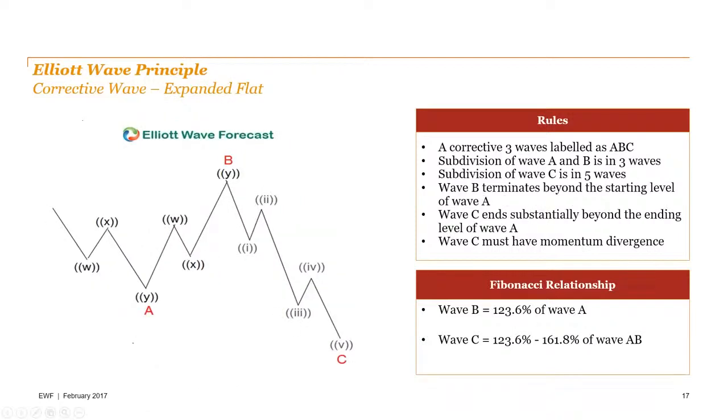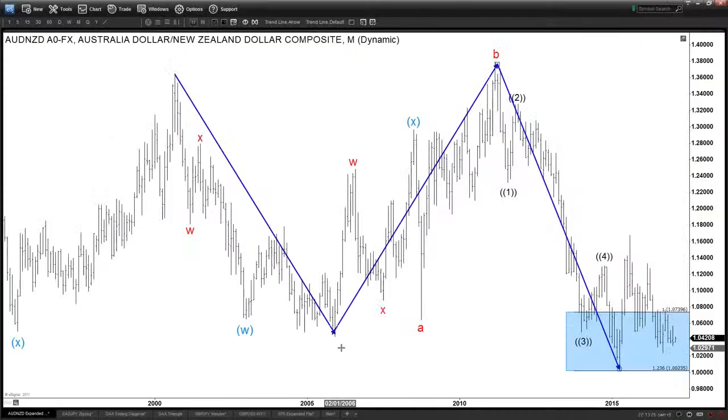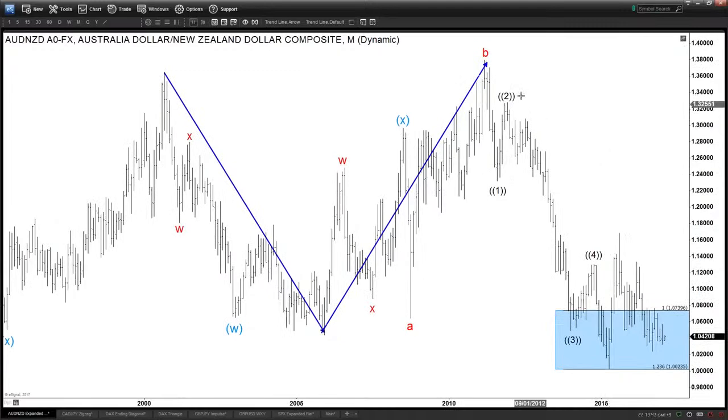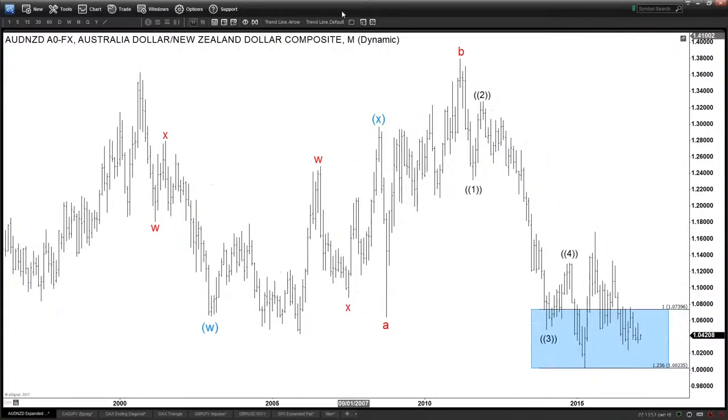Compare this to this expanded flat here, A, B, C. You see an A, B, C, right? And then you notice the C is also in 5 waves. Very clear, 1, 2, 3, 4, 5. So this is an example of an expanded flat with B beyond the starting point of wave A, and with C in 5 waves. And then looking at the Fibonacci relation, you notice here it ends at 123.6. In other words, this C leg is a 123.6 extension of the A leg.